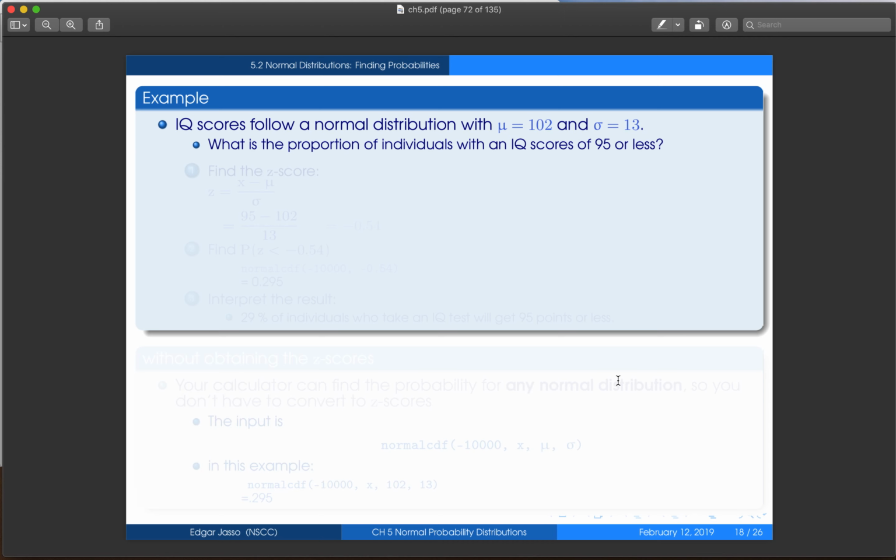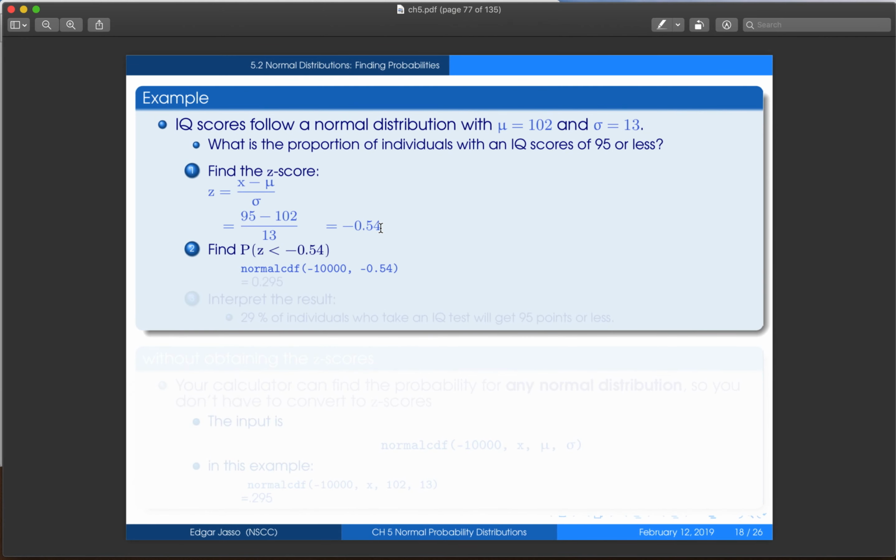Okay, the first method I'm going to do up here. So what I can do is find the z-score, right? So the z-score of 95, you do 95 minus 102 divided by the standard deviation, it gets you negative 0.54. This means you're 0.54 standard deviations away from the mean, to the left of the mean. So if you want to find now the area under the standard normal curve, all you have to do is find the area to the left of negative 0.54 under the standard normal curve.